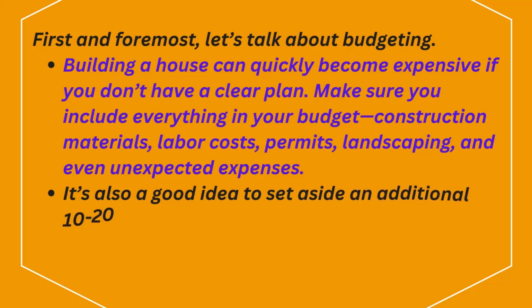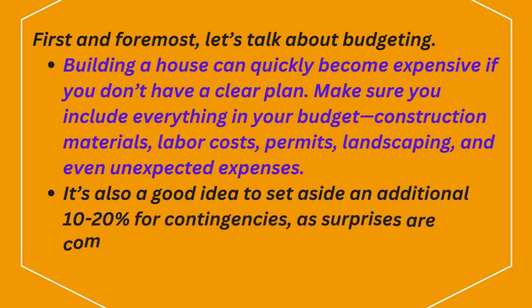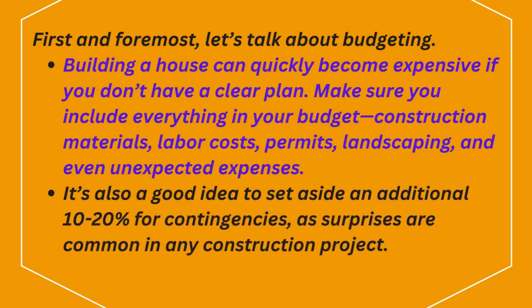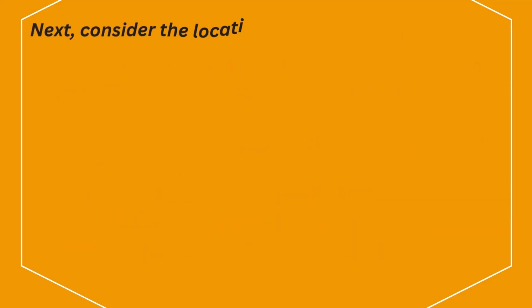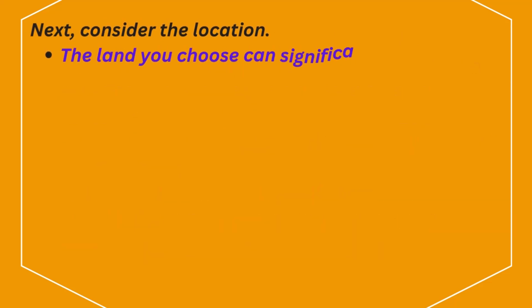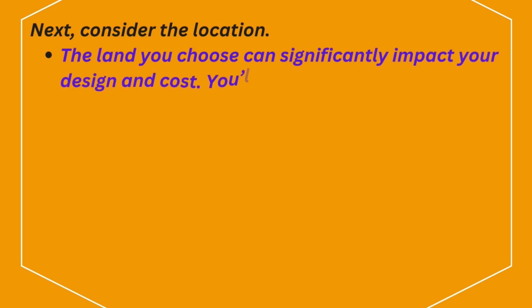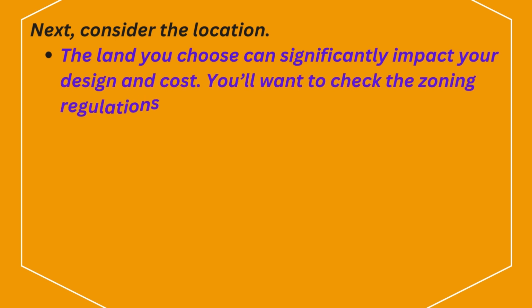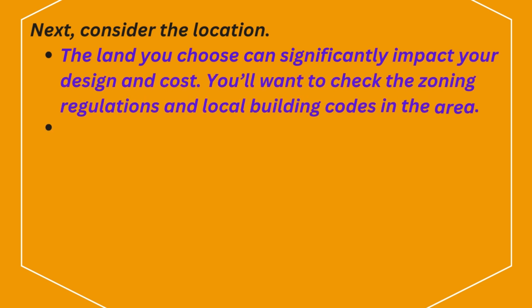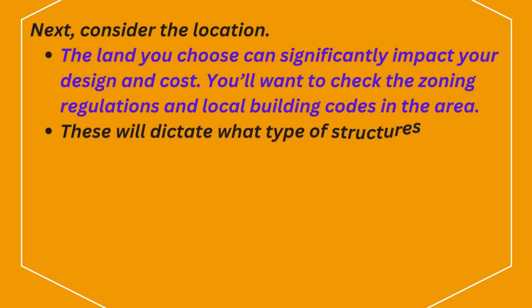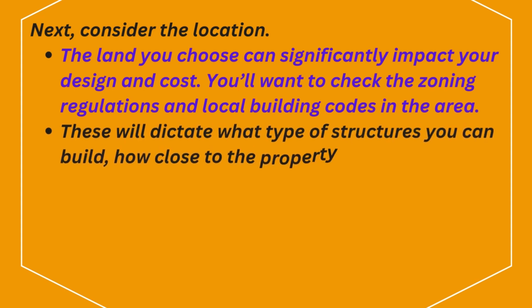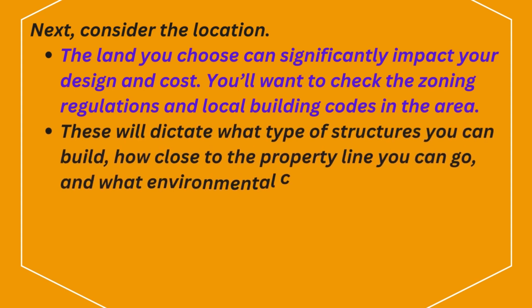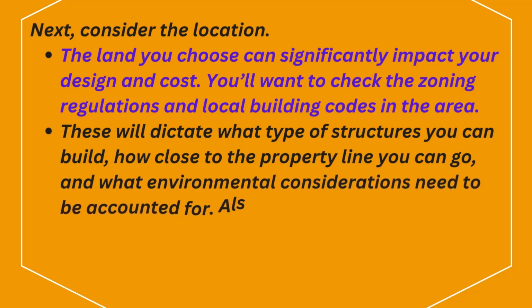It's also a good idea to set aside an additional 10 to 20% for contingencies, as surprises are common in any construction project. Next, consider the location. The land you choose can significantly impact your design and cost. You'll want to check the zoning regulations and local building codes in the area. These will dictate what type of structures you can build, how close to the property line you can go, and what environmental considerations need to be accounted for.